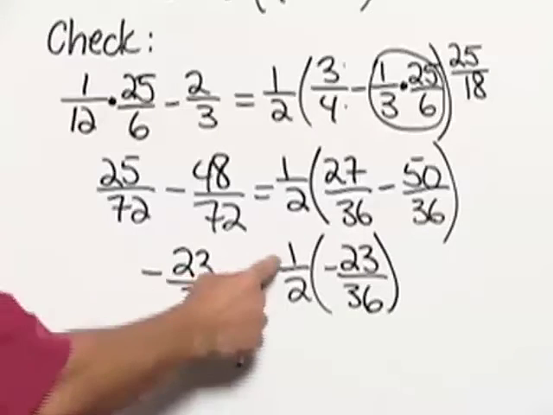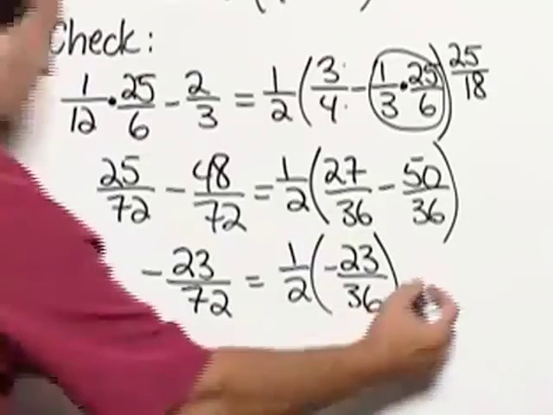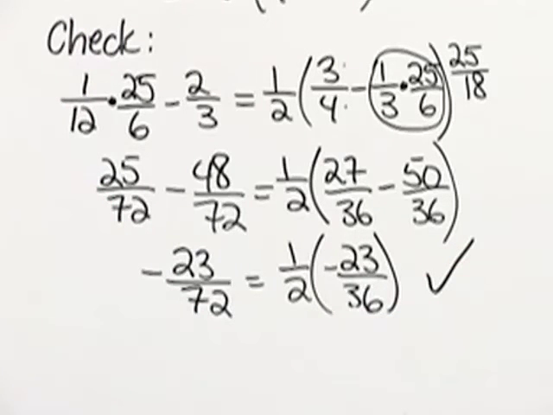Well, we are going to multiply 1 times the negative 23 and 2 times the 36, which gives us negative 23 over 72. And that does, in fact, equal the left-hand side of negative 23 over 72. So our solution checks.